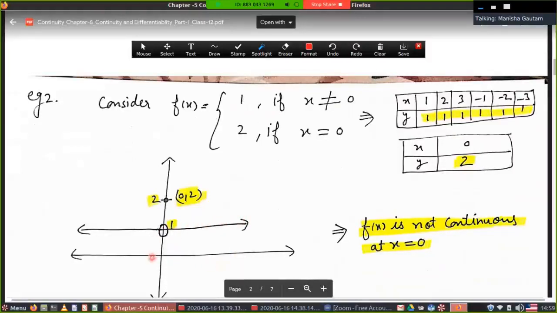In the case of minus 1, minus 2, minus 3, minus 4, again you are getting y is 1. But at x is equal to 0, it is not 1, it is 2. It is given to you in the function. So again, find out whether you can plot this graph without lifting the pen.